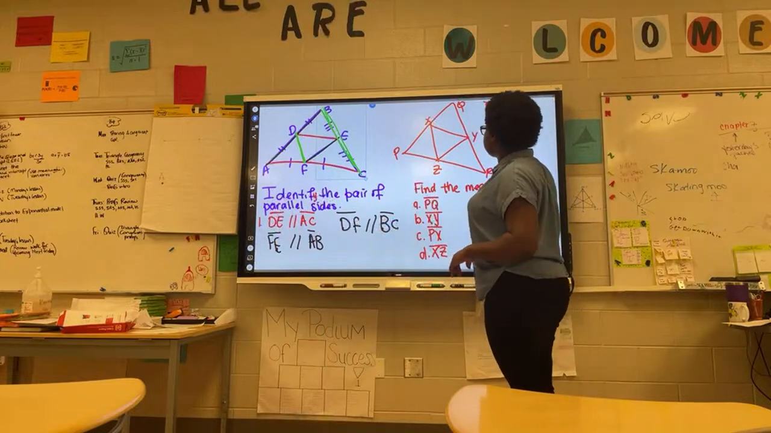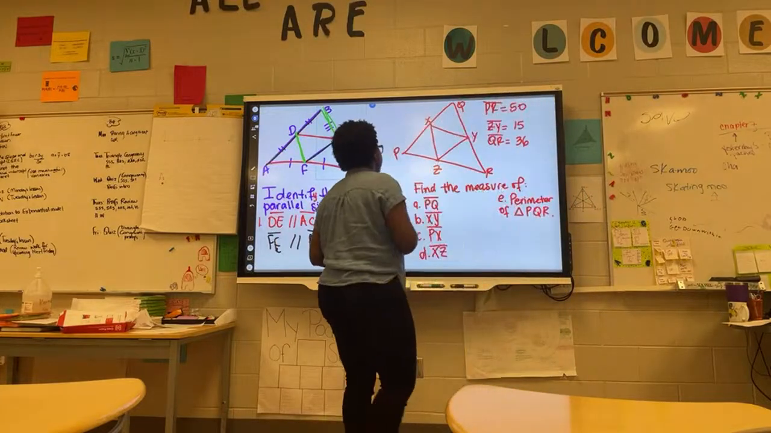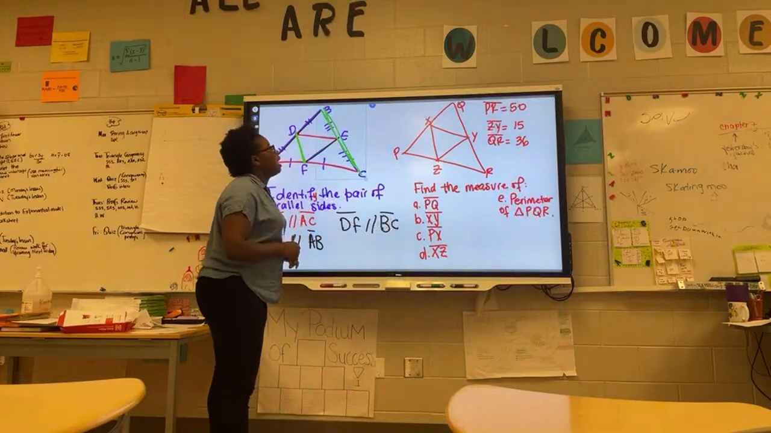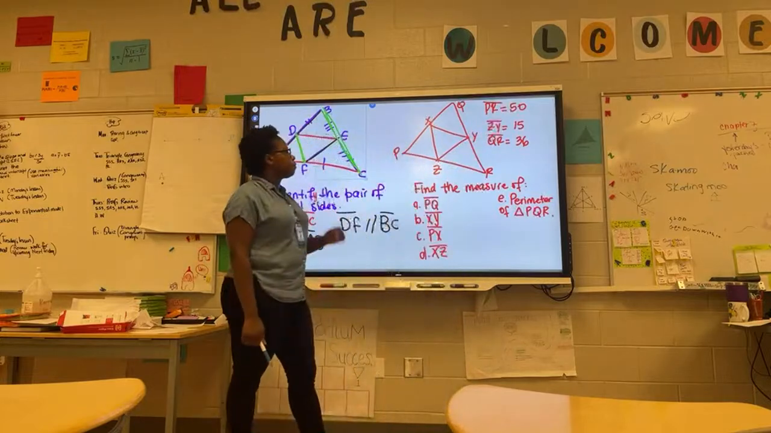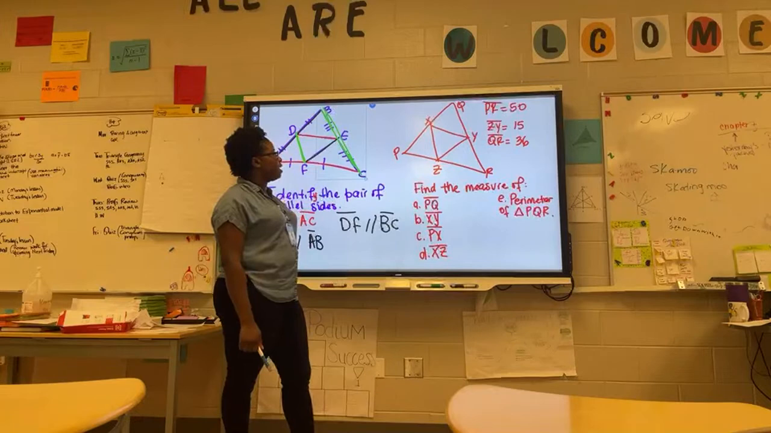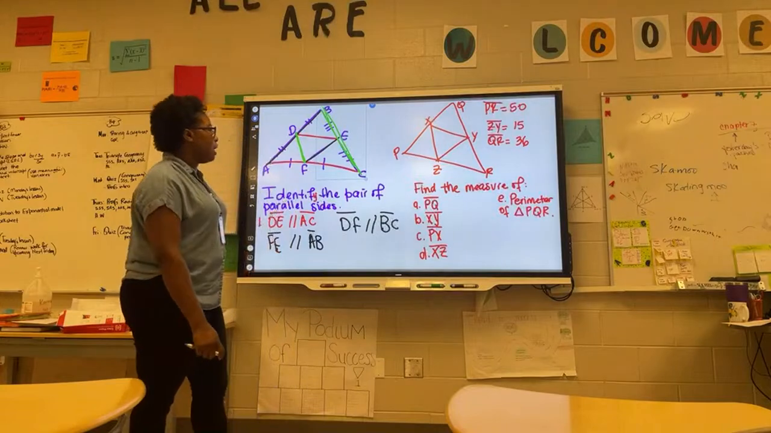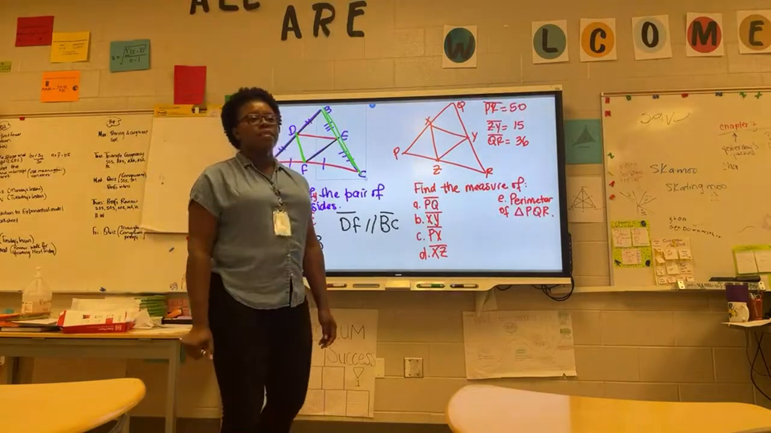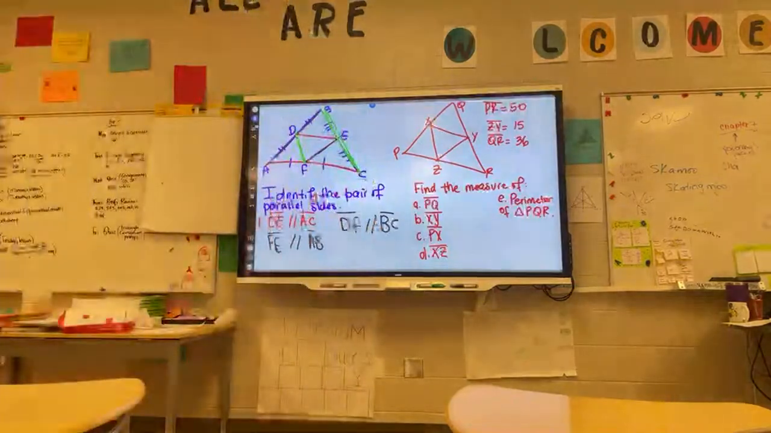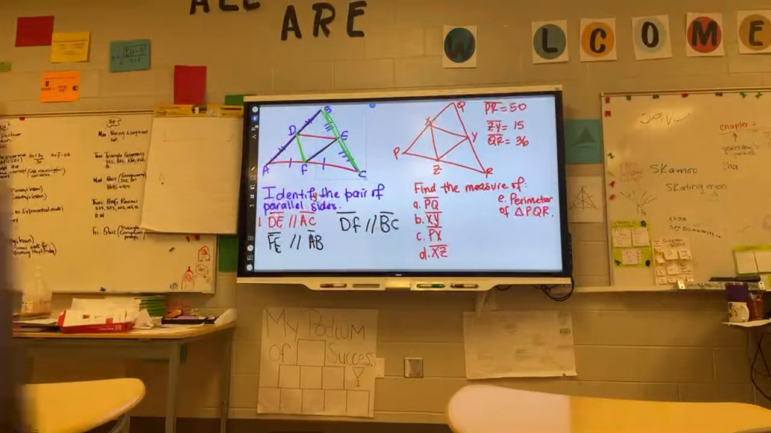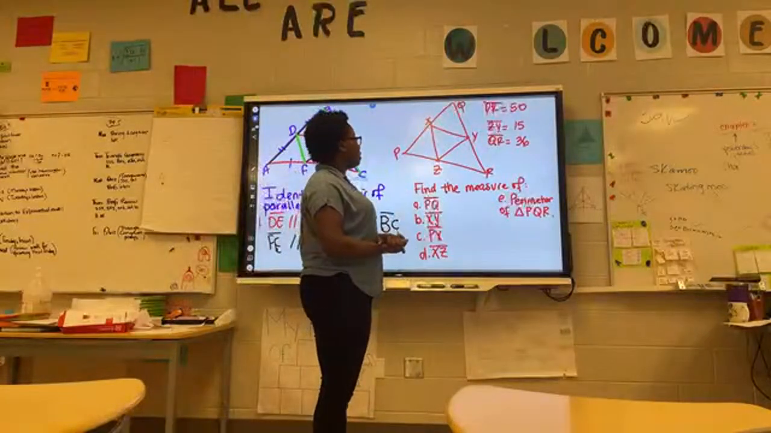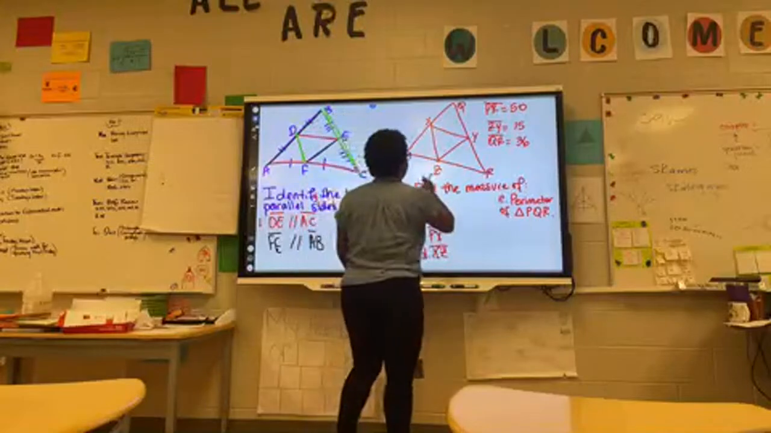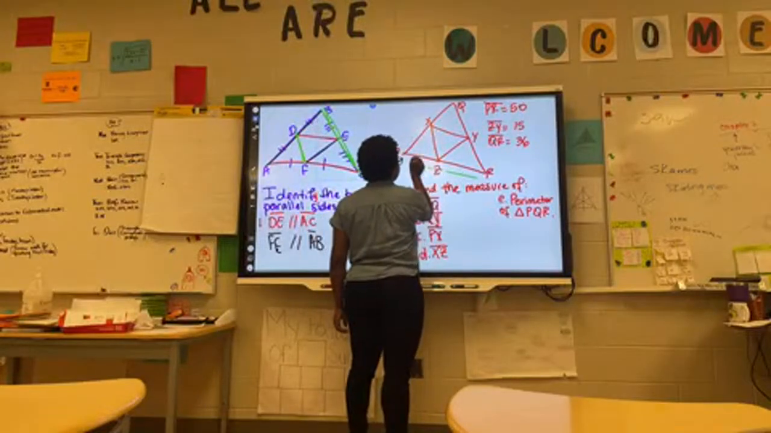So the example on this side, they gave us triangle PQR, and they gave us some lengths: PR is equal to 50, ZY is equal to 15, and QR is equal to 36, and you're asked to find the measures of the missing segments. For the missing segments, what I always advise my kids to do is to label whatever you're given. So we're given PR as 50, so this length here is 50.